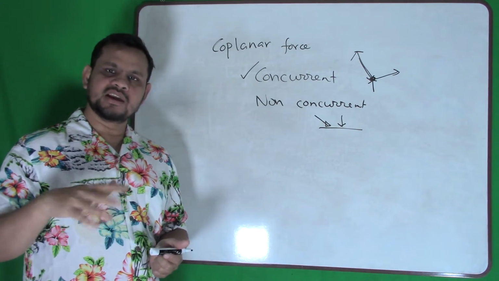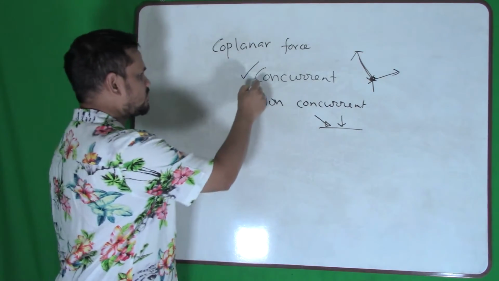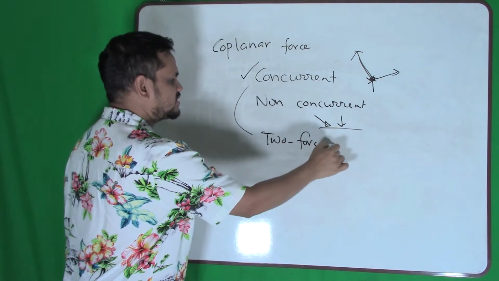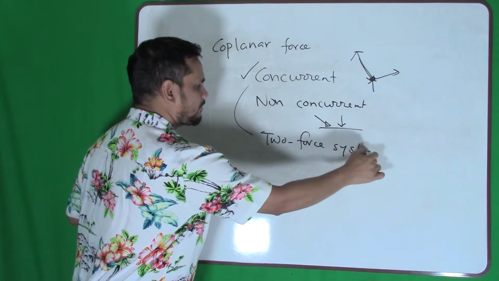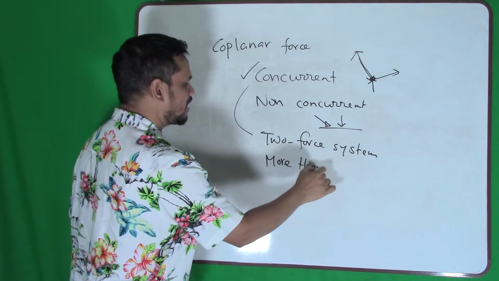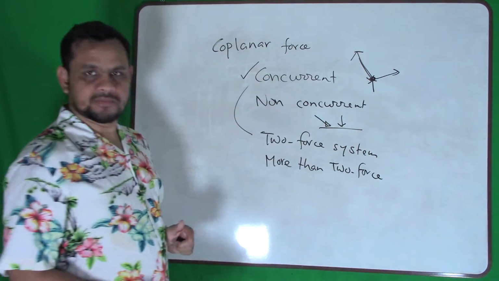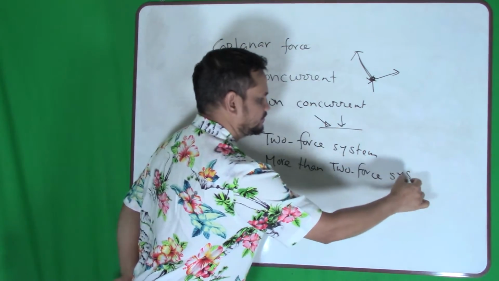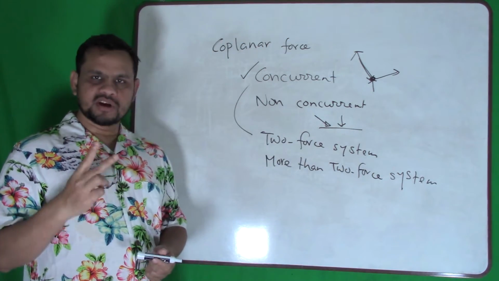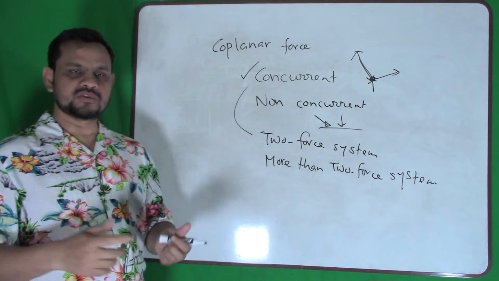Concurrent force again can have two types. One is only a two force system, or it can be a more than two force system. So concurrent force can again be of two types: one is a two force system, and the other is a more than two force system.